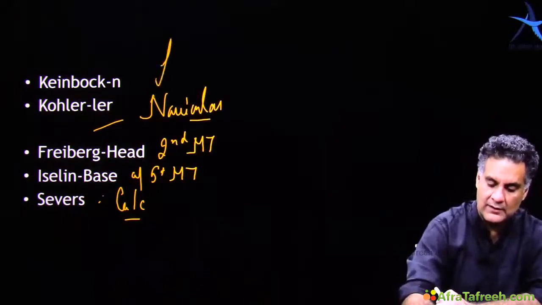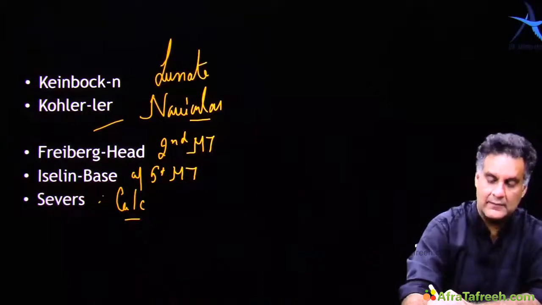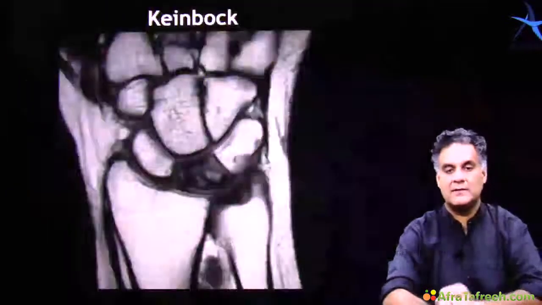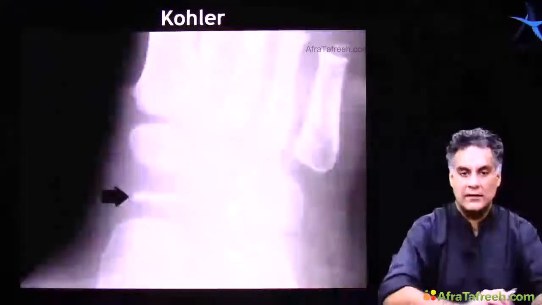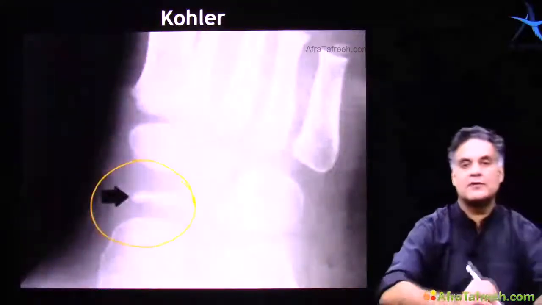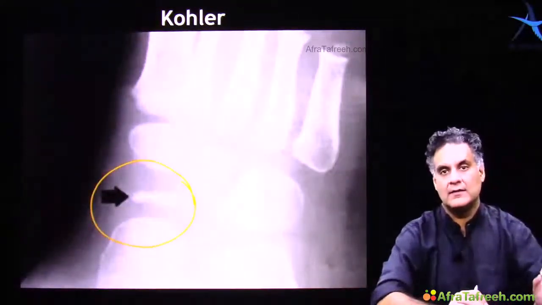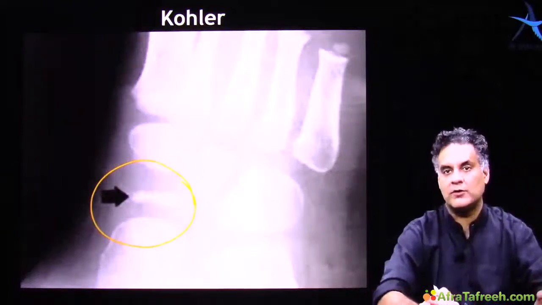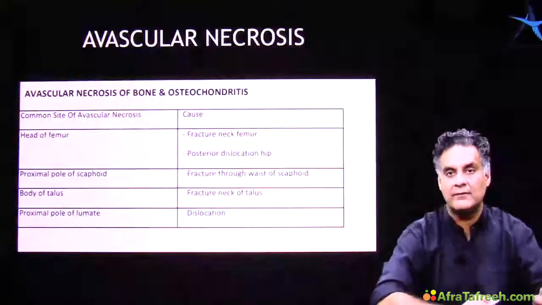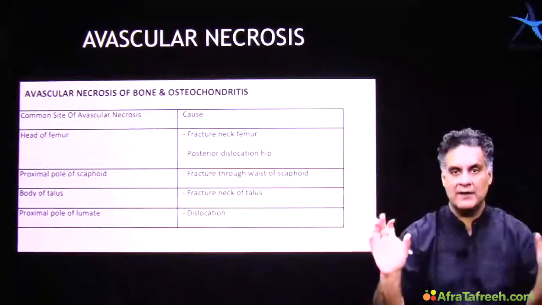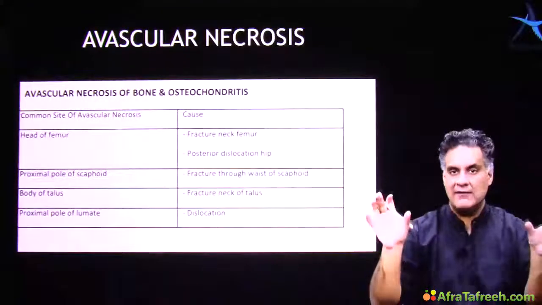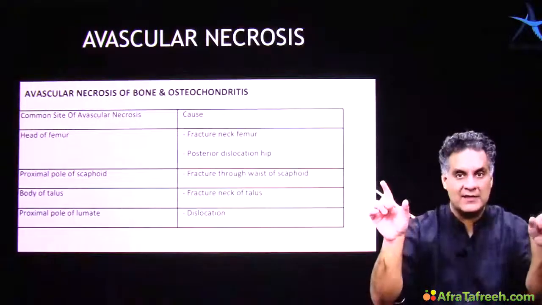Kienbock is osteochondritis of the lunate. If you look at this image, the lunate is gone. This is Kienbock. If you look at this image, the navicular is gone, called Kohler. So these are two important osteochondritis that should come to your mind. Loss of blood supply causing death of a bone is avascular necrosis, and avascular necrosis will look more white on the X-rays.